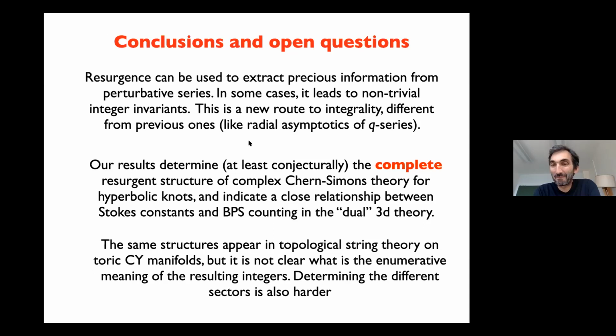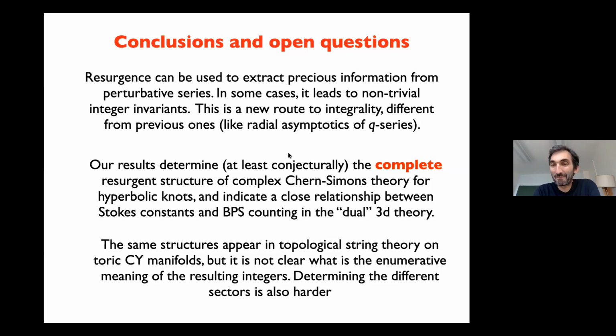For example, a nice approach to integrality, which was pioneered by Garoufalidis and Lawrence, has been developed in particular by Sergei Gukov and collaborators, is to repackage the perturbative series as a radial asymptotic of a Q series. This also gives you integer invariants, but it's different from what I'm proposing here. Here I'm proposing to look at the Stokes constants. So maybe there are some relationships between these two approaches, but a priori they are different. In principle, the Stokes constant approach, you can always do it, essentially. What is not guaranteed is that you're going to get integers.